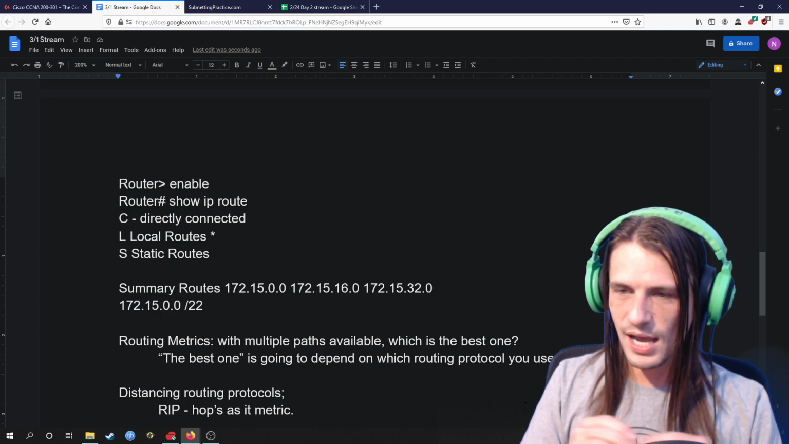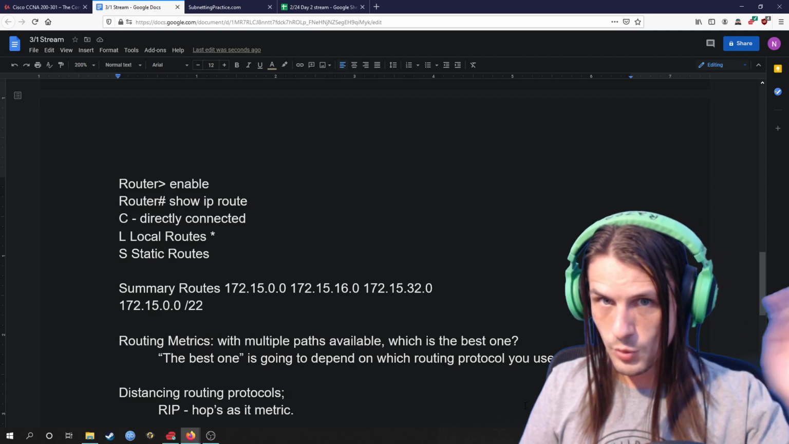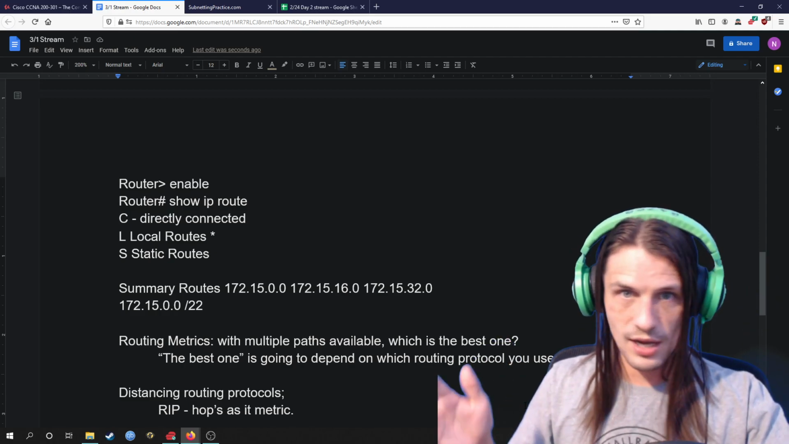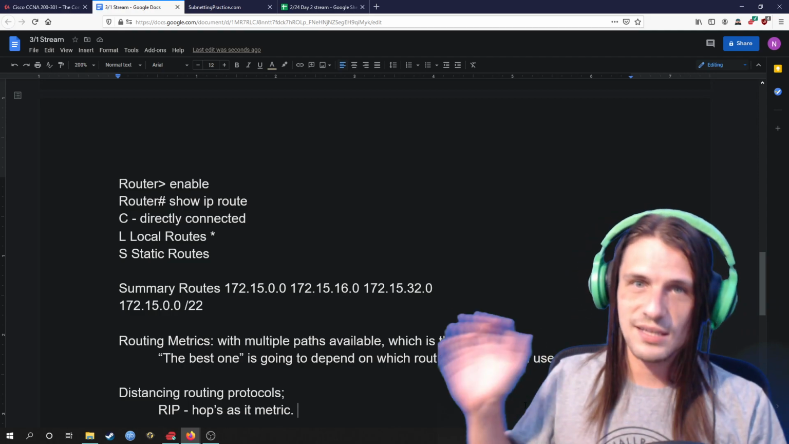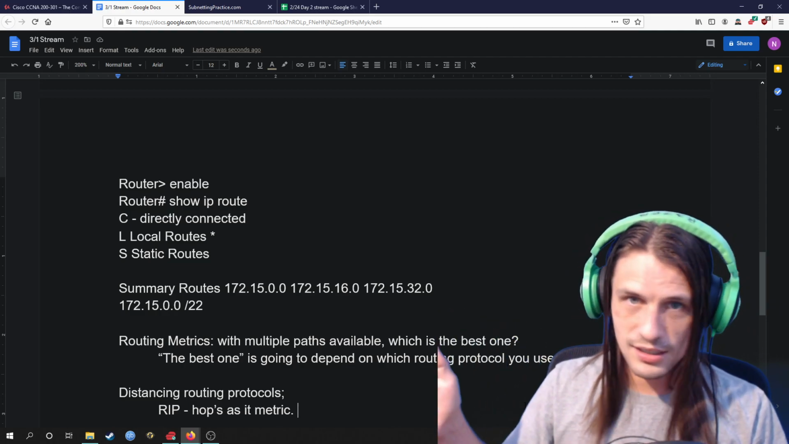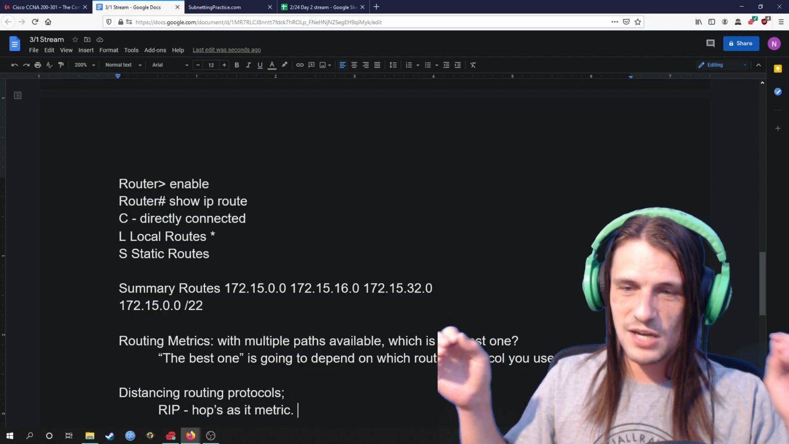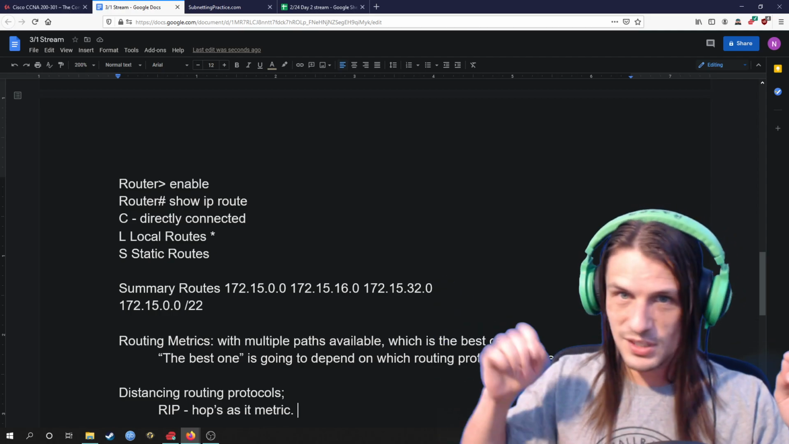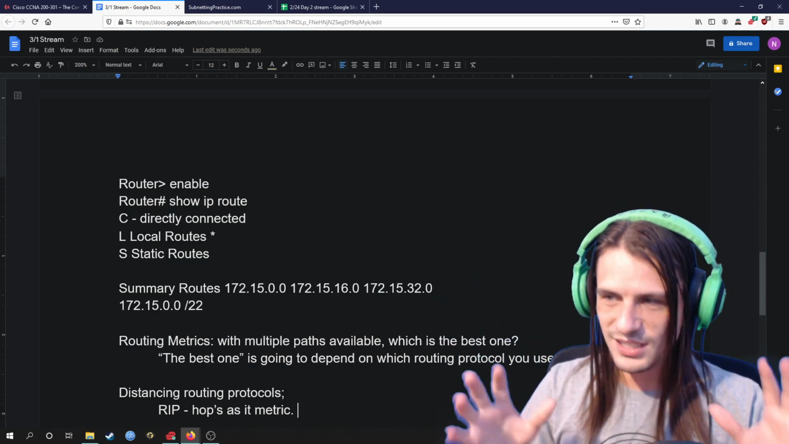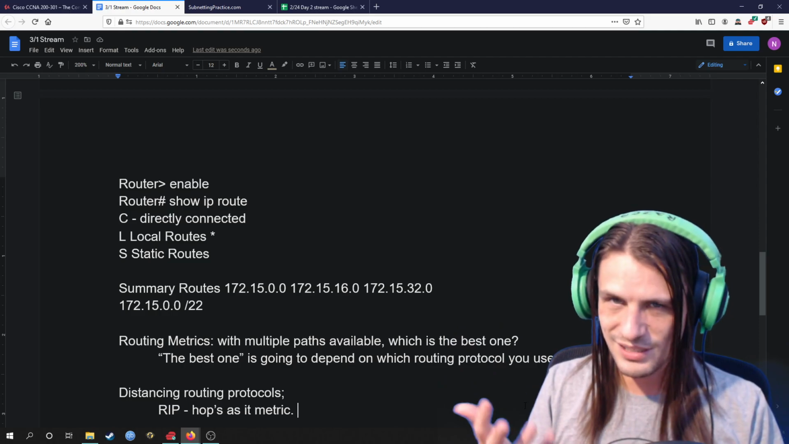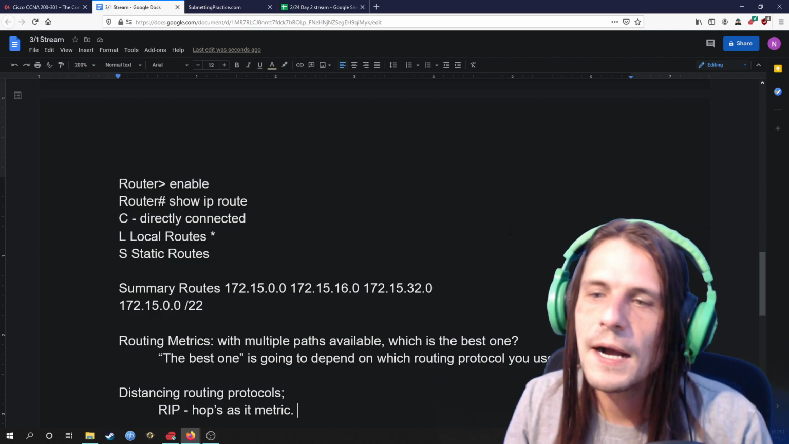It says I can reach destination A in 3 hops or in 7 hops. And it doesn't matter if the 3 hops are all over 1 megabyte connections and the 7 hops are all over gigabit fiber connections. It doesn't matter that even though it's 7 hops, it might take significantly less time. All that matters is the amount of hops. And for that reason, that's kind of why people are like, RIP on RIP.